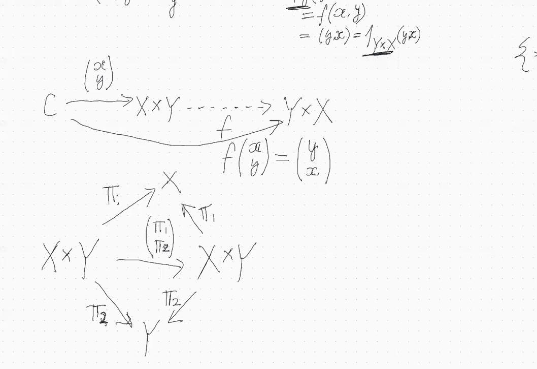But of course, we have a map from x cross y to x cross y, which does make both triangles commute. Which is that map? Which morphism here would make these two triangles commute?